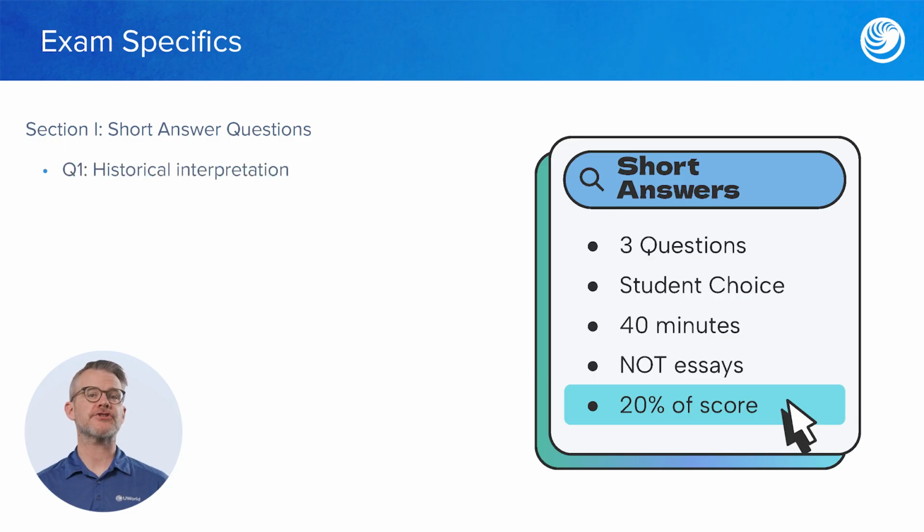Question 1 features 2 secondary sources. Students must interpret 2 historians' perspectives on a historical event, such as civil rights or the Vietnam War. This one can be tricky. Make sure your course includes regular practice with secondary sources to help students build confidence.